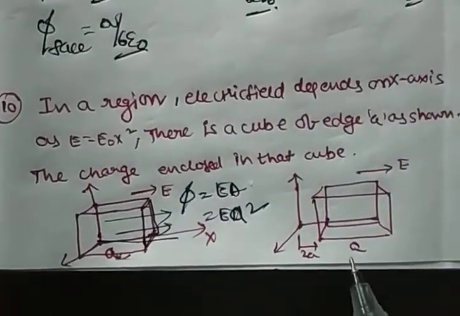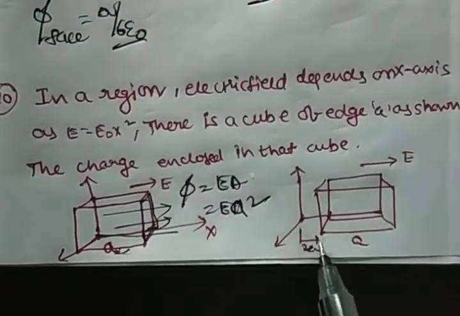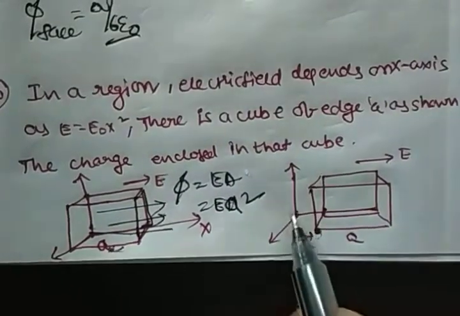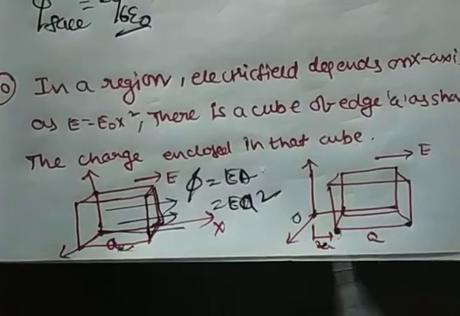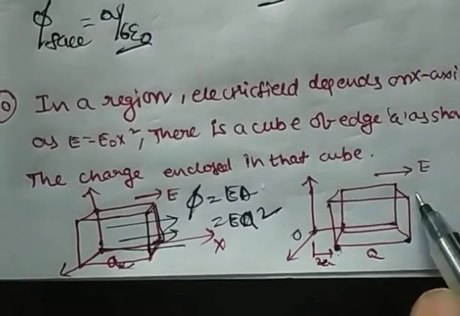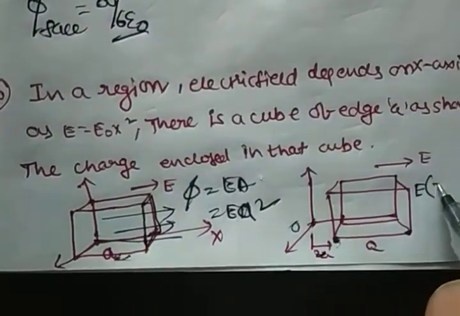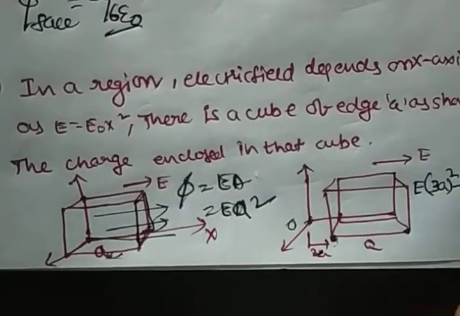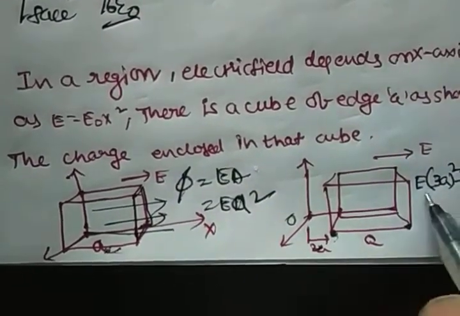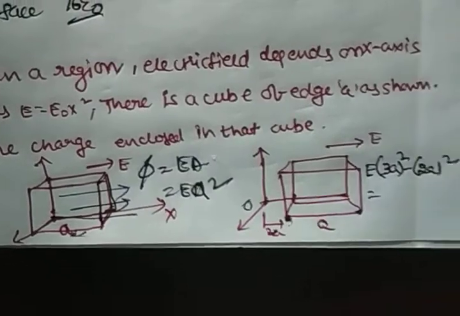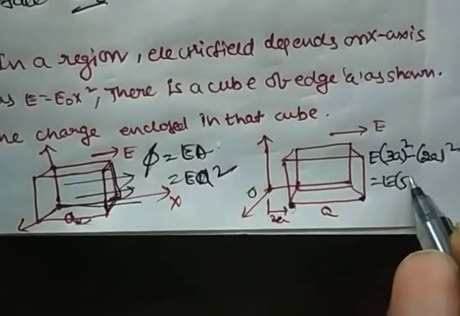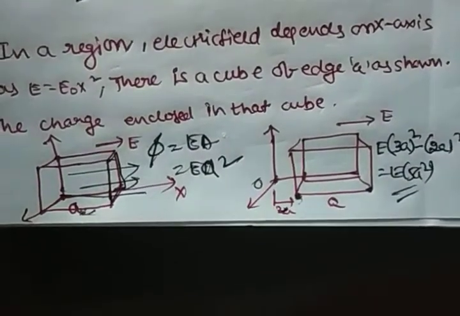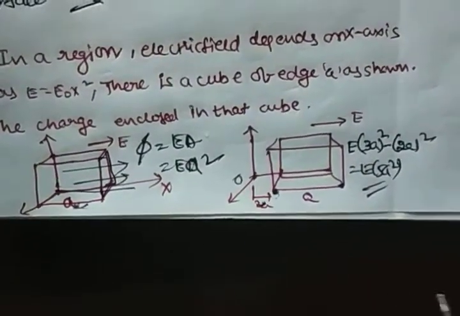So for this second case, the entering side is at a distance 2A from the origin, and the leaving side is at a distance 3A from the origin. So you can write E multiplied with 3A whole square minus 2A whole square, which means E multiplied with 5A square. That is the flux.